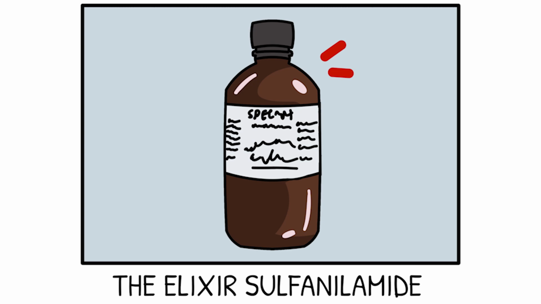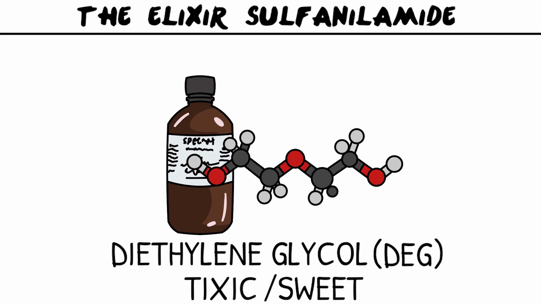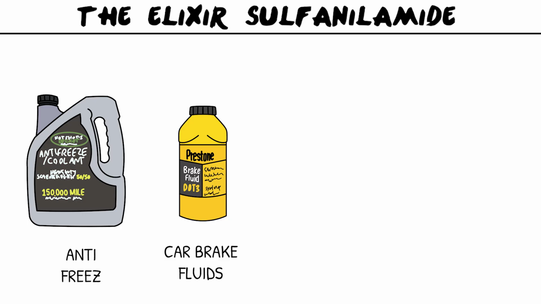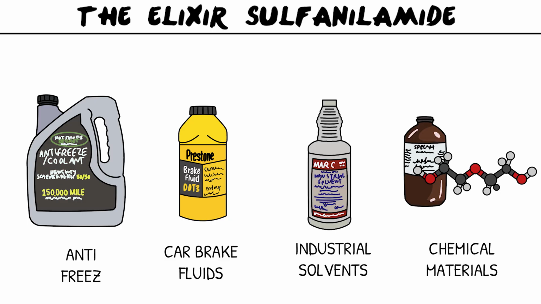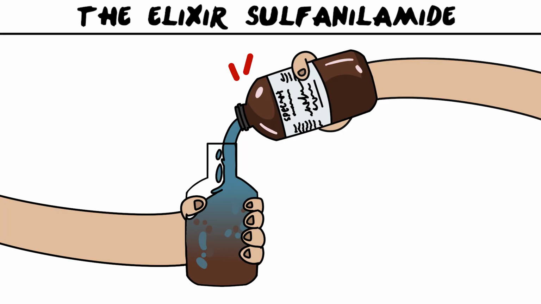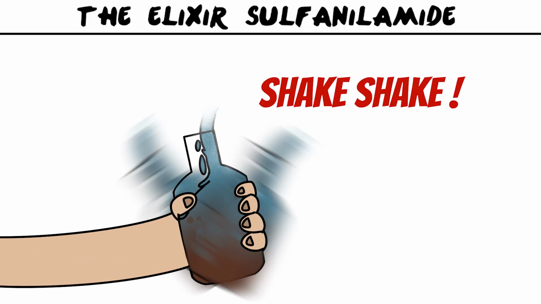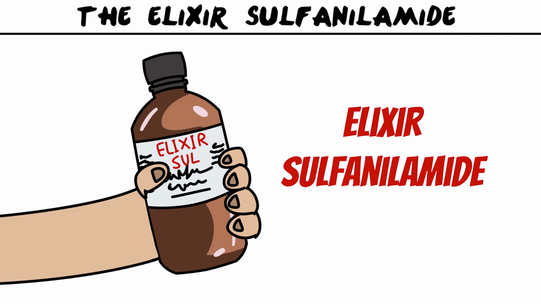The elixir sulfanilamide. Diethylene glycol, DEG, is a toxic yet sweet-tasting chemical substance that is used in products such as antifreeze, car brake fluids, industrial solvents, and some other chemical materials. In 1937, the pharmaceutical company S.E. Massengill used diethylene glycol as a solvent or excipient and produced an oral sulfanilamide drug, which they named Elixir sulfanilamide.